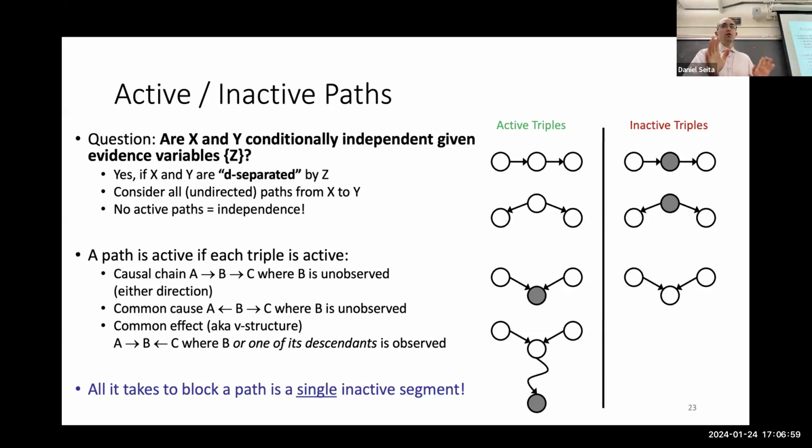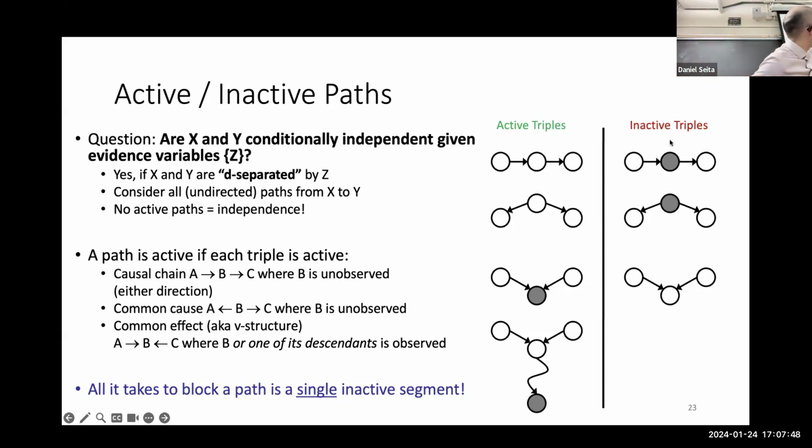So again, let's take a look at some of the examples here just to try to explain this a little more. When we are looking at this slide, we are interested in the question of, are X and Y conditionally independent given some evidence variable? They are independent if they're d-separated. That means you consider all possible undirected paths between the two nodes. If there's no active path, they're independent. If there exists any active path, then you cannot claim that they're independent. They might be for some numbers in the table, but you can't guarantee that. We're looking for a guarantee here.